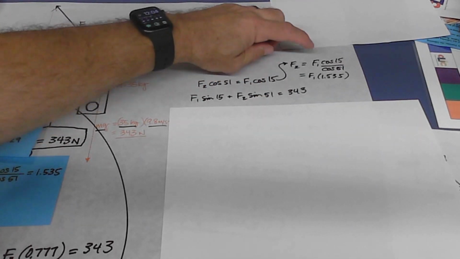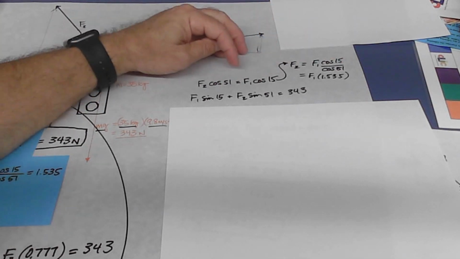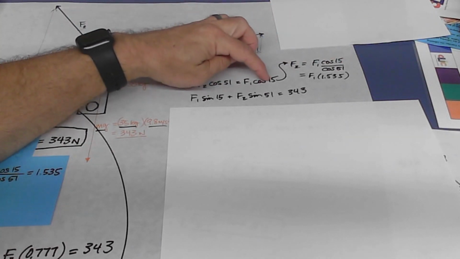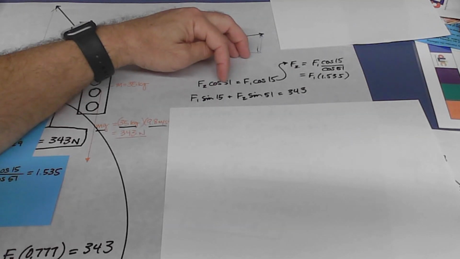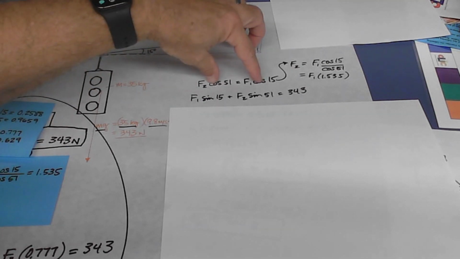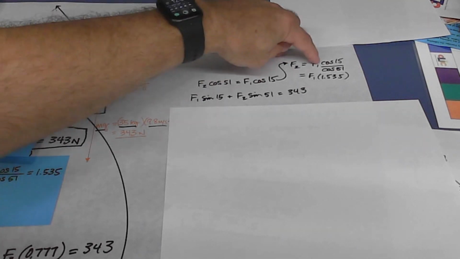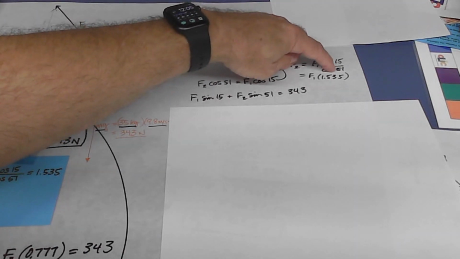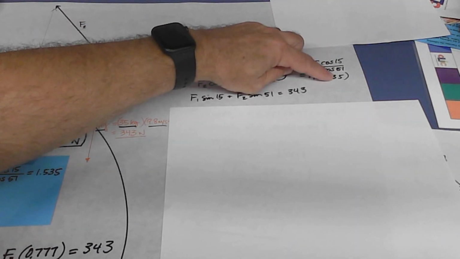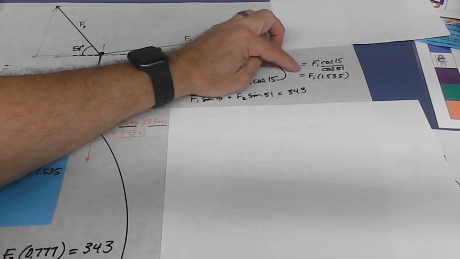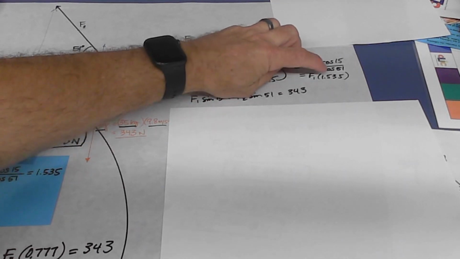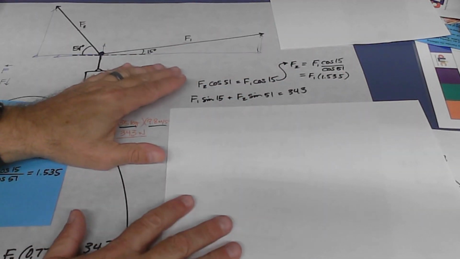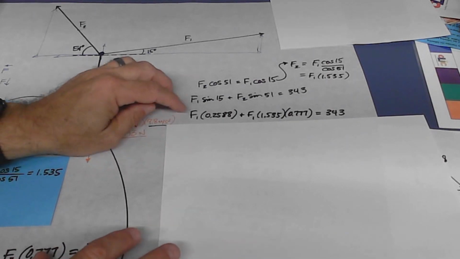So F2 is equal to F1 times cosine 15 divided by cosine 51. So divide both sides by cosine 51. That puts F2 equals that, and cosine of 15 over cosine 51 is 1.535. So now wherever I have F2, I can put in F1 times 1.535. So I'll do that here.